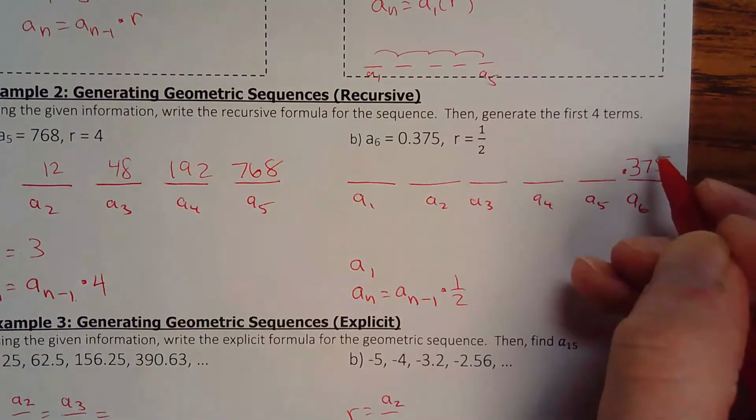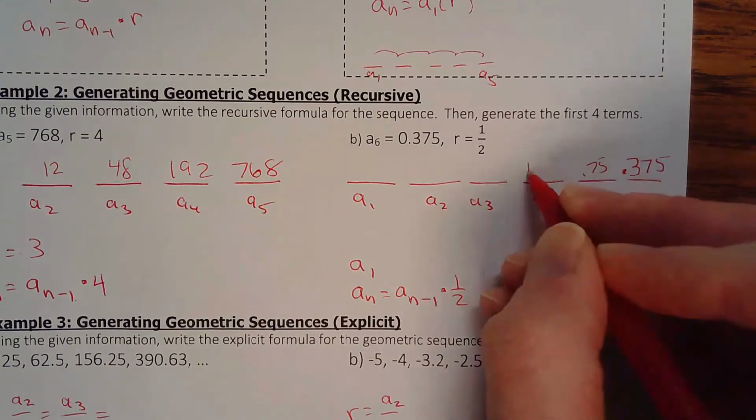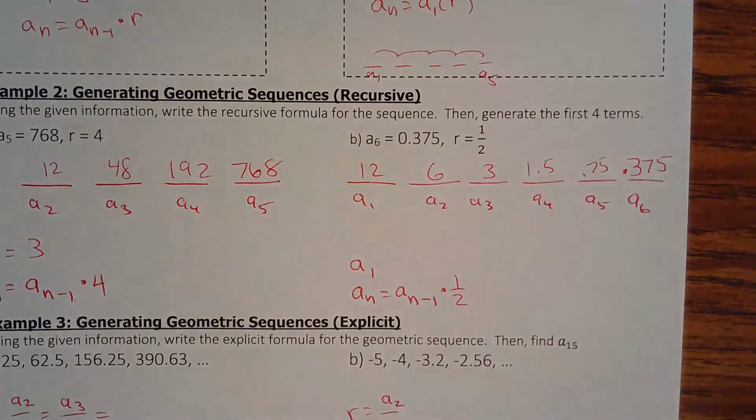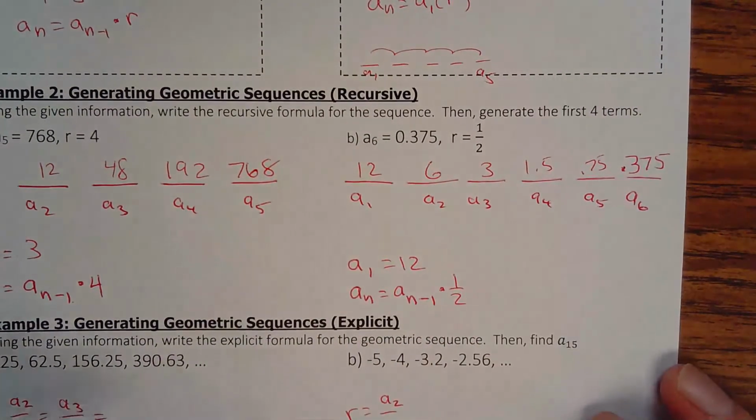So if I'm multiplying by 1/2 this way, multiply by 2 to come back. So this would be 0.75, 1.5, 3, 6, and 12. So a sub 1 equals 12. Okay, so that's our recursive formula.